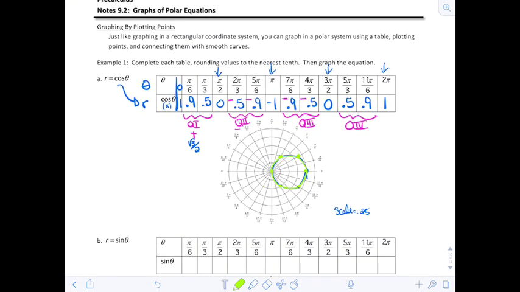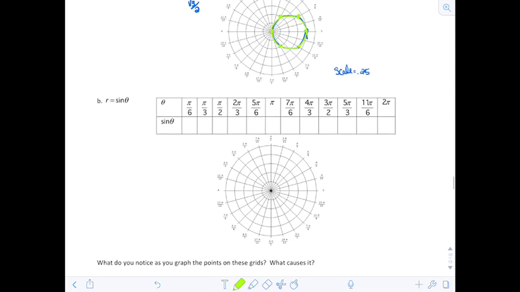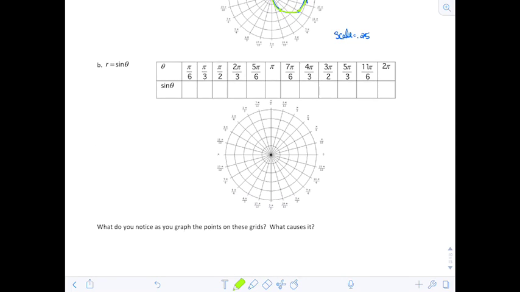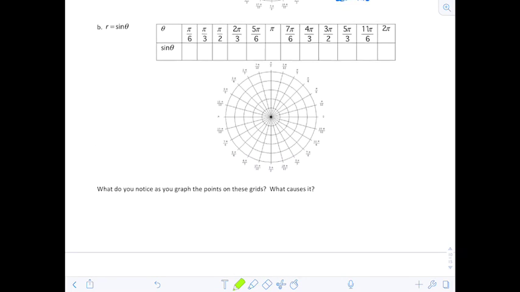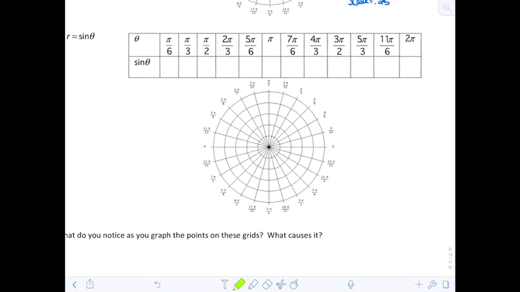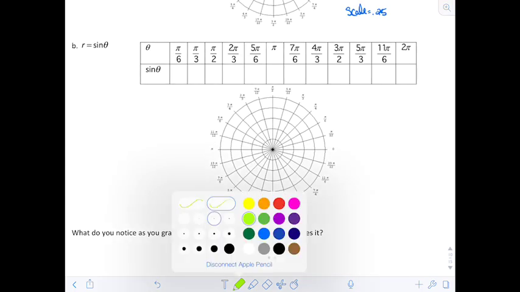Okay. Now we're going to go to r equaling the sine of theta. So same thing again. Let's think about this. I would like you to start with 0.